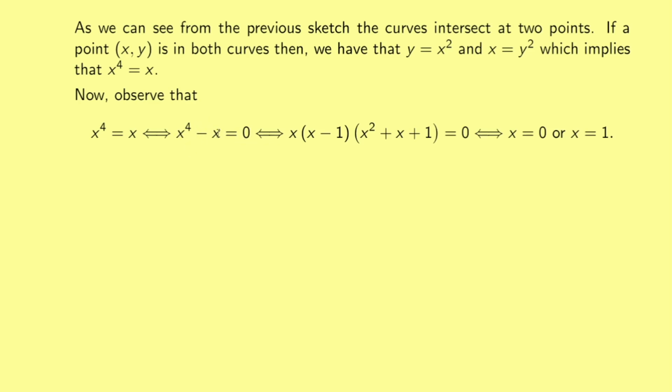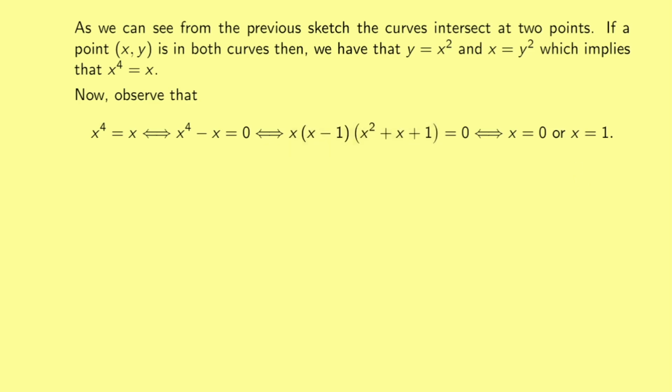Now we can factor this polynomial this way: x times x minus 1 times the polynomial x squared plus x plus 1. It's easy to see that this polynomial has no real root. For every real number we put here, this will never be 0. So the only way this whole expression is 0 is if x equals 0 or x equals 1.